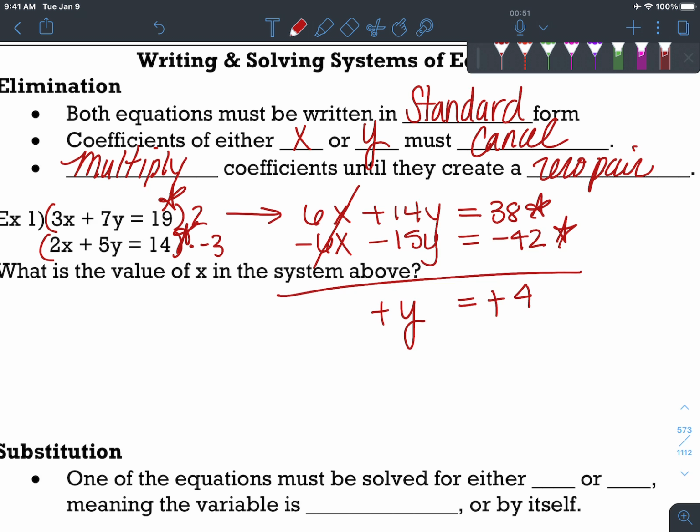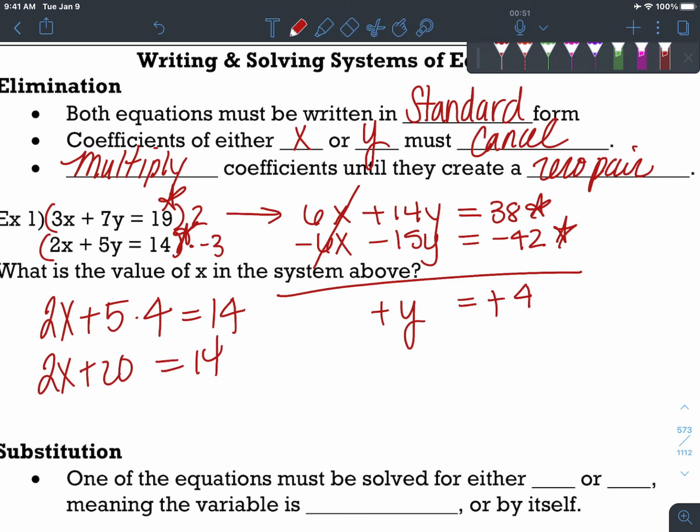However, I want to make this simple, right? So I want to pick the equation that's going to be the easiest. So I'll go back to 2x plus 5y equals 14. And I'll continue to solve this. And I end up with an x value of negative 3. Now, I could go ahead and do this as well in my calculator utilizing LinSolve.